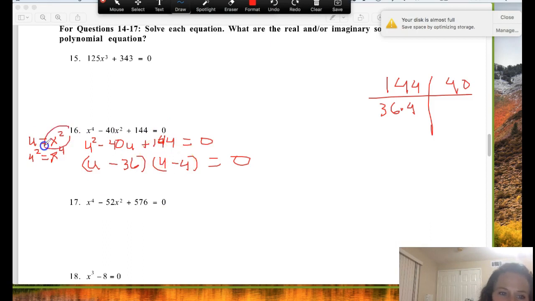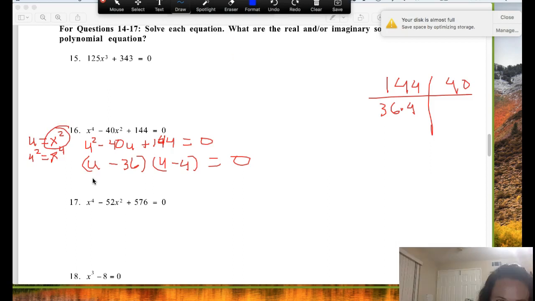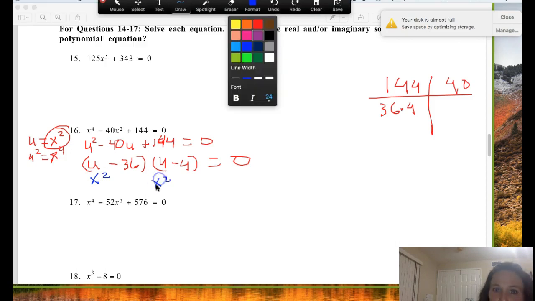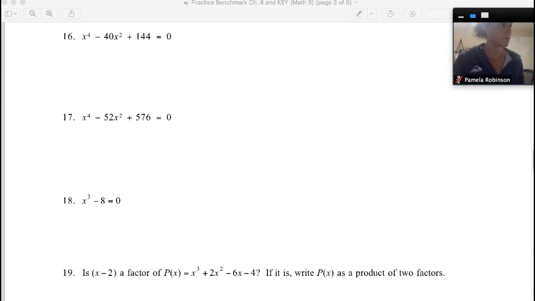I don't really have u, what I really have is x squared. So I'm going to come back where the u is, and I'm going to place my x squareds there. So this was x squared, and this was x squared. And so I have x squared minus 36 and x squared minus 4, and that's equal to 0.